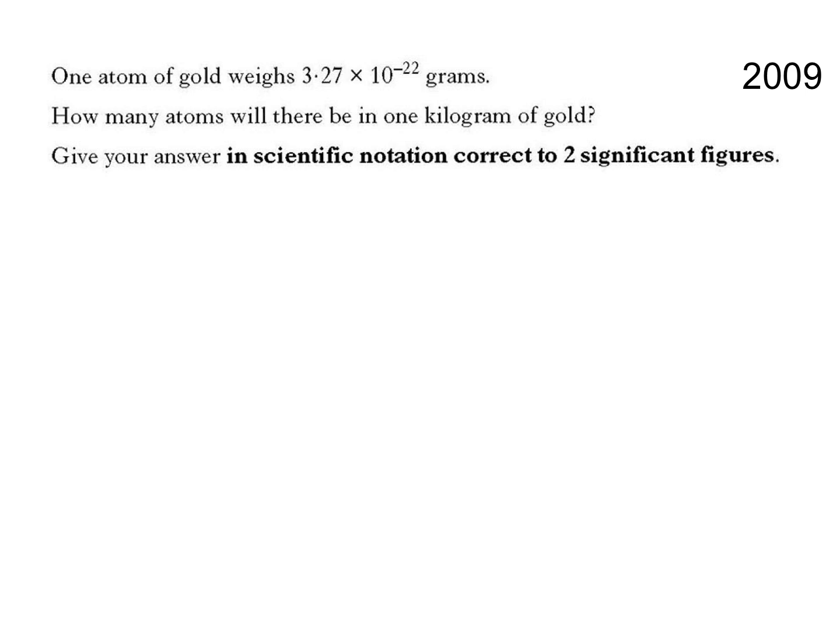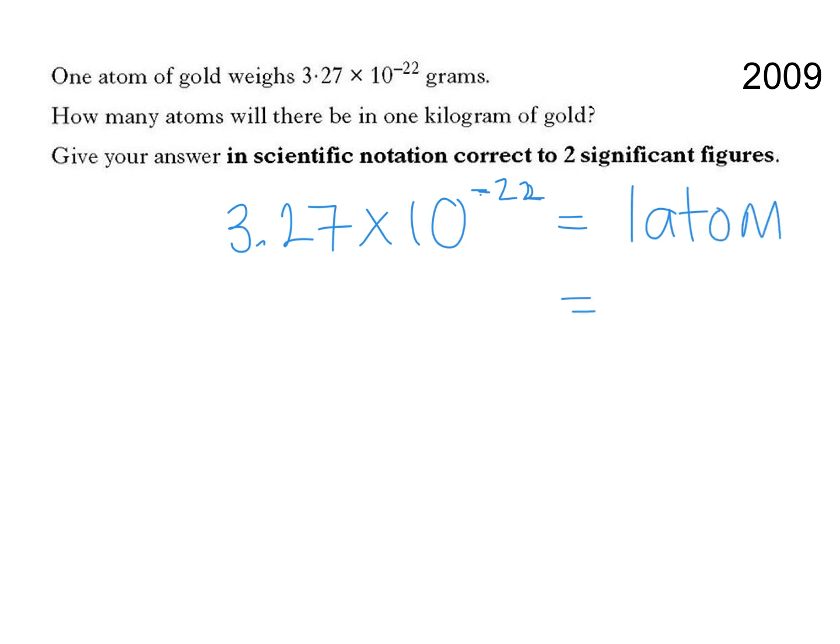Okay, in 2009, we're going really far back now, they started having, whereas in National 5 they did it every year, back at Intermediate 2 and Credit it sometimes skipped a year. So in this one it tells us the weight of an atom of gold, and they want to know how many atoms will be in 1 kilogram. So we are told that 1 atom weighs 3.28 grams. So I'm going to write that 3.27 times 10 to minus 22, absolutely teeny tiny number, is equivalent to 1 atom. We want to know how many atoms are in a kilogram.